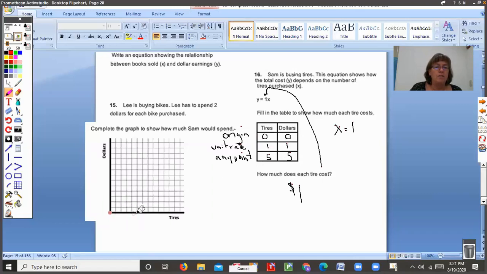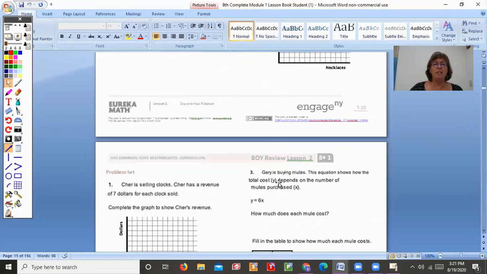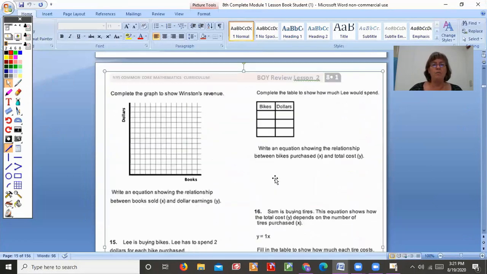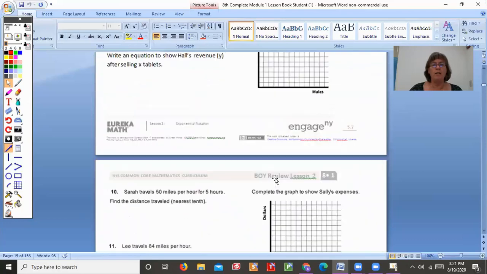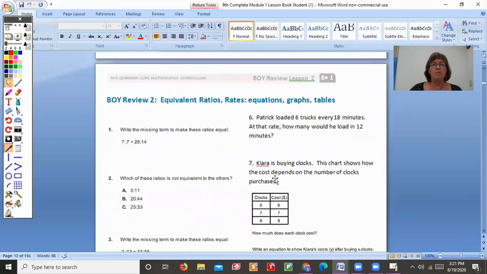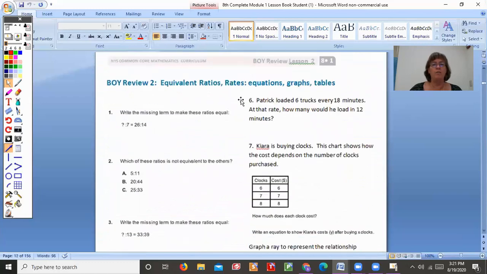1, 2, 3, 4, 5, 1, 2. And then you draw your arrow like that. And so once you place the second one, Get More Math will actually draw the line for you. And I think that's it. They're all pretty much the same from there. So I think I'm going to stop right there, and we'll do some more problems tomorrow in class that are a mixture of these. So this was beginning of the year, review 2, equivalent ratios, rates, equations, graphs, and tables.